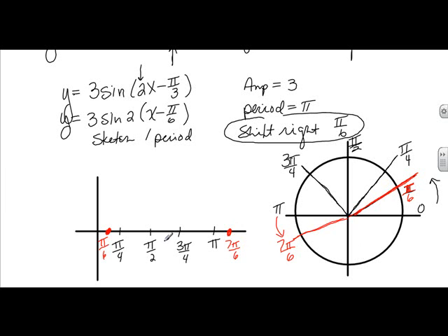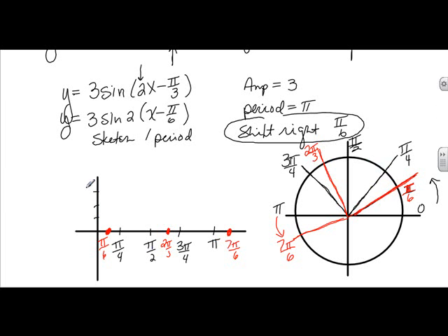The other x-intercept would have been at pi over 2, but if that shifted to the right pi over 6 units, that's 2 pi over 3. So 2 pi over 3 would be about right there. Now, exactly halfway between pi over 6 and 2 pi over 3, in other words, if you take pi over 4 and shift it to the right pi over 6, that's actually not a special angle, so we're not going to mark it on our graph. We're just going to kind of estimate where that would be.